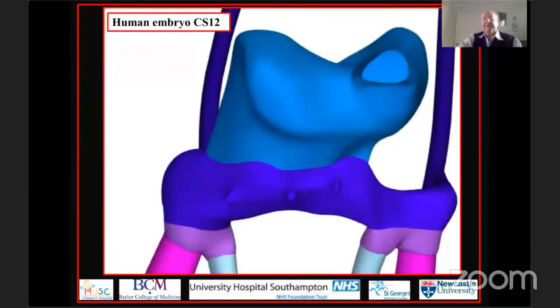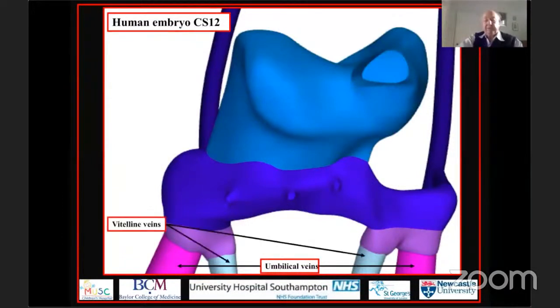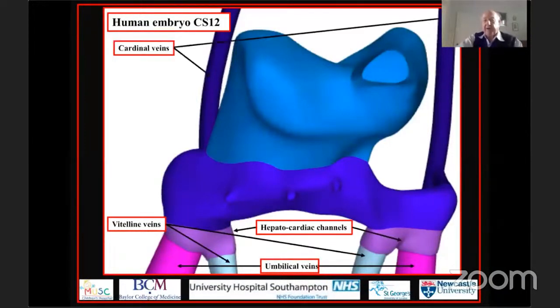So here it is, same embryo. I've removed the ventricular loop so that you can see what is going on at atrial level. So there are our umbilical veins. They're still colored in purple. And there are the vitelline veins, colored in gray. And at this stage, they're bilaterally symmetrical. They are coming together, as we discussed, to form the hepatocardiac channels.